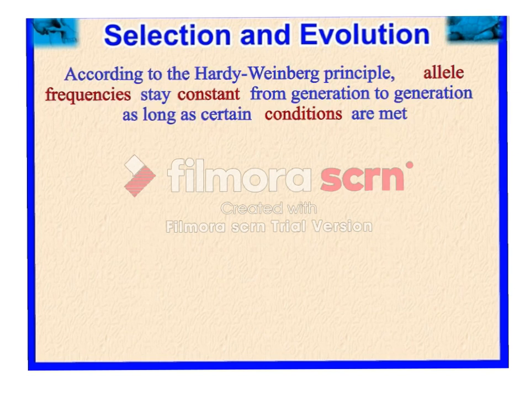But how can we know how selection happens and how to find a value for the allele frequency? Hardy and Weinberg constructed an equation which helps you to calculate the allele frequency. According to the Hardy-Weinberg principle, allele frequencies stay constant from generation to generation as long as certain conditions are met.